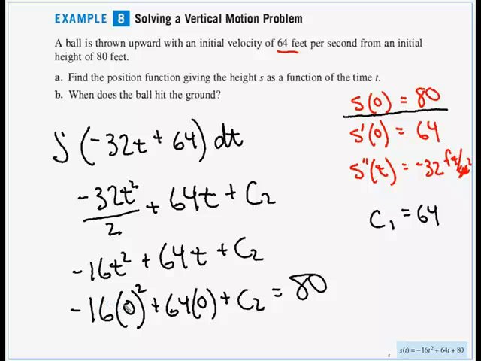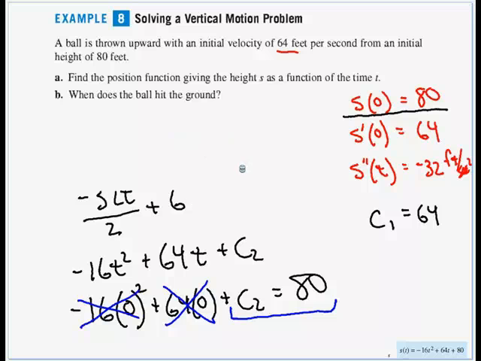And again, this works out real nice. 0 squared is 0, times negative 16 is 0. 64 times 0 is 0. So we know right away c sub 2 is 80. So there's our equation. Let me erase a little up here, get a little more room.